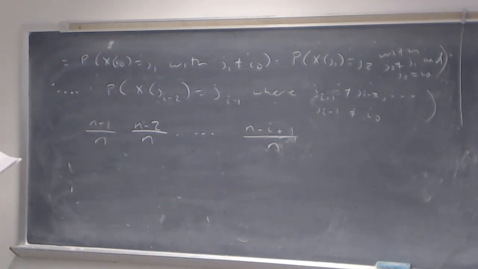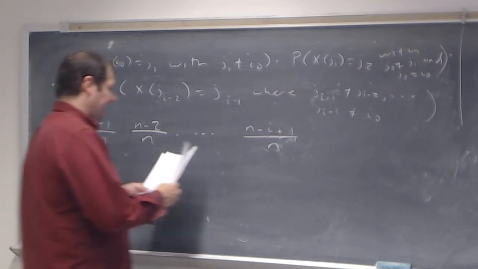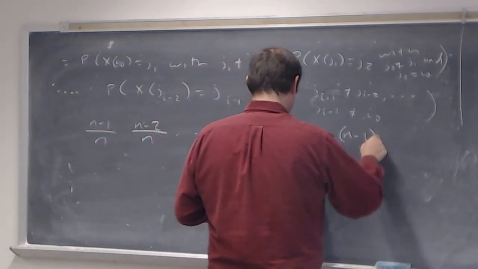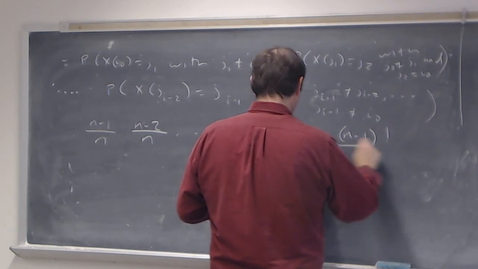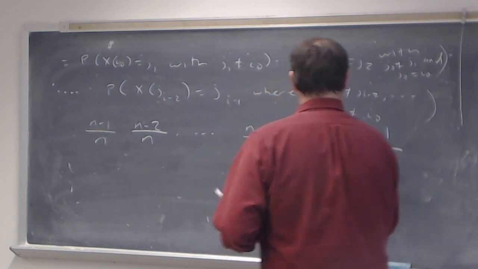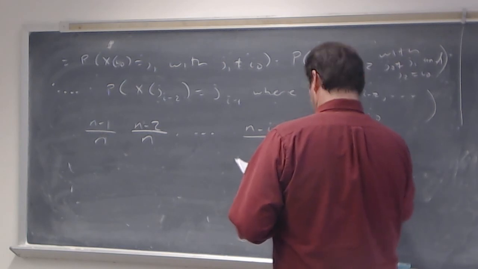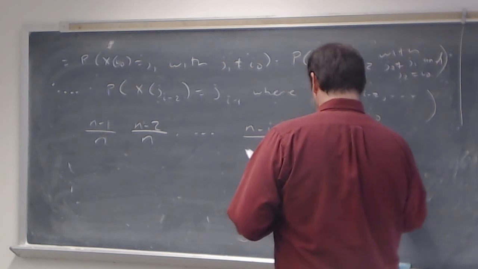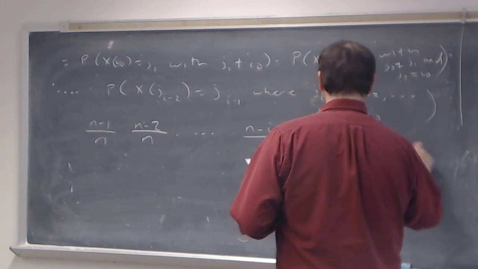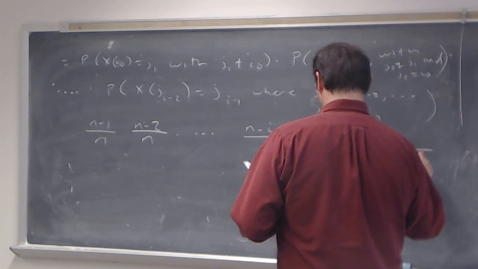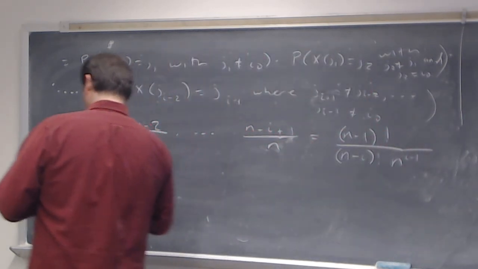Okay, so how can we rewrite that? That's the same thing as (n minus 1) factorial over, well, that isn't quite n minus 1 factorial, but it's over (n minus i) factorial. And then we have n. How many terms do we have here? We have n to the i minus 1 term. So that's what that is.